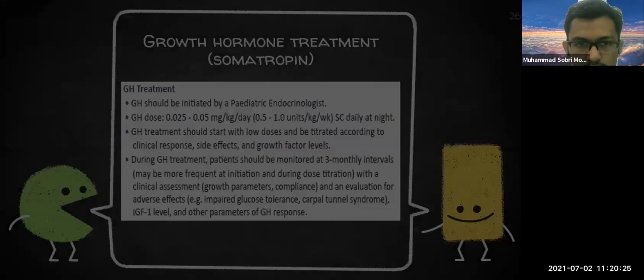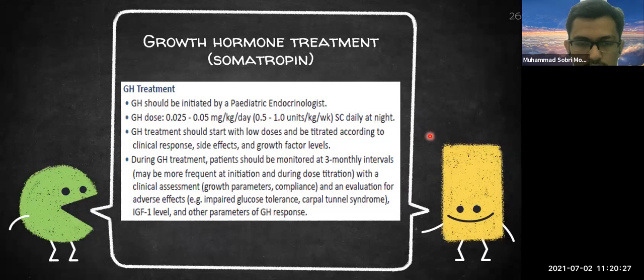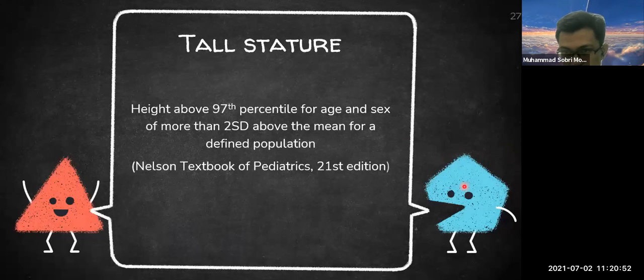So next is how growth hormone treatment is initiated according to the pediatric protocol. These are the doses and also the frequency of the growth hormone treatment, somatropin, and the side effects and how the monitoring of the patient should be done. So that's for the short stature.